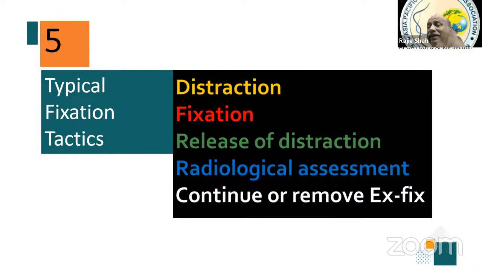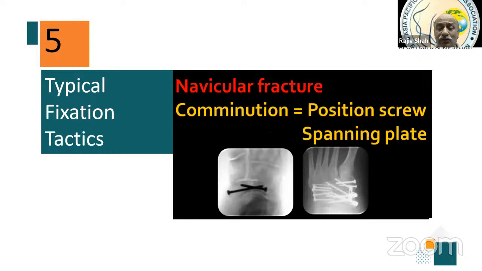So this is in general a principle of midfoot trauma: to distract, fix, release distraction, do reassessment, and either continue or remove the X-fix. Now, so far as navicular fracture is concerned, if there is comminution, then you put in a position screw. Don't compress it. You may require bone grafting in between. If there is comminution, you may put in a spanning plate, but no compression.